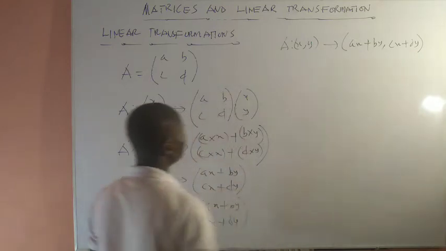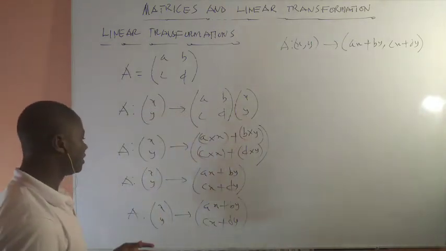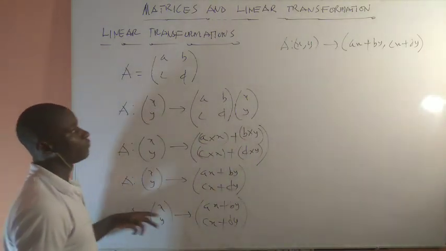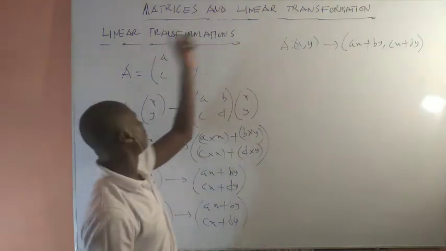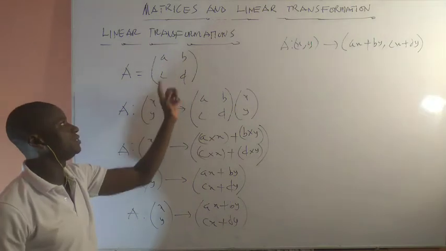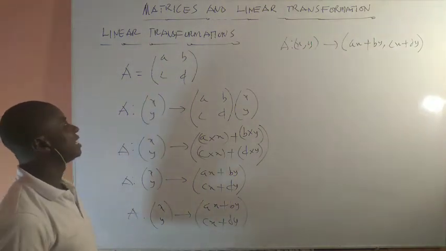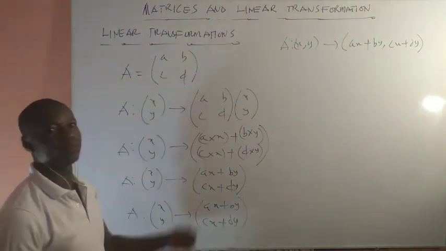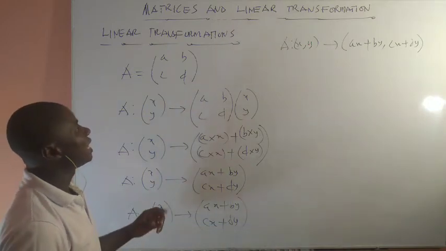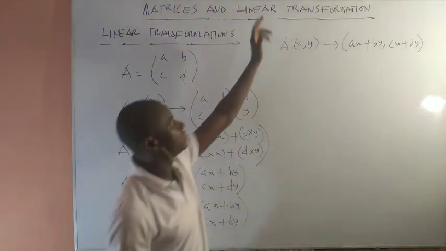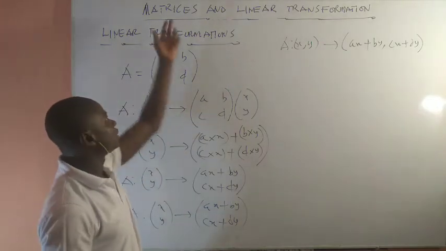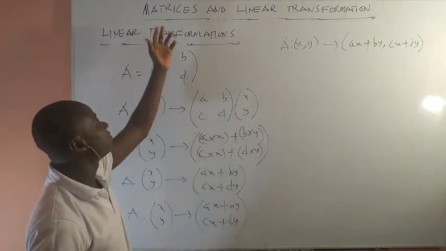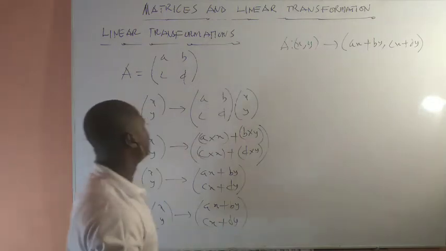So the linear transformation can be written in this form, or in this form. And so this is the linear transformation of this matrix A equals A, B, C, D. In general, that is how you write the linear transformation out of a given matrix. Now later I will explain linear transformations in general, but I'm now explaining linear transformations with respect to matrices, because you have been looking at matrices and linear transformations in general.